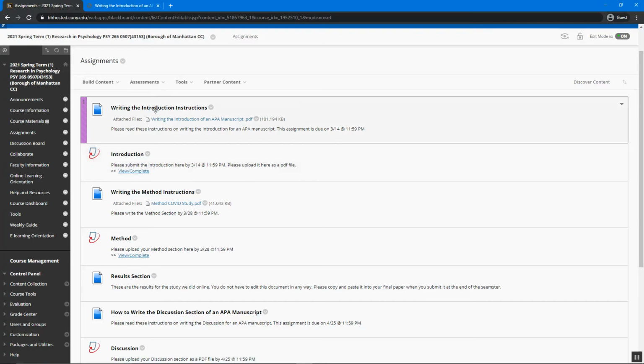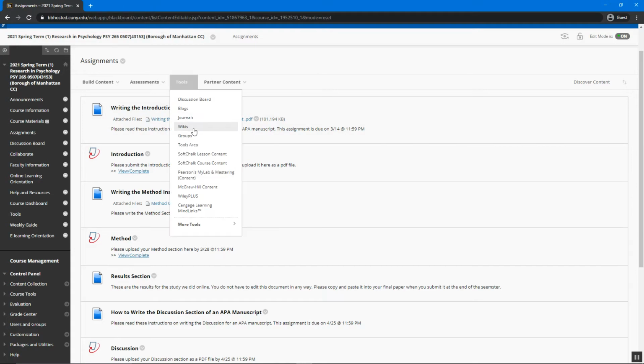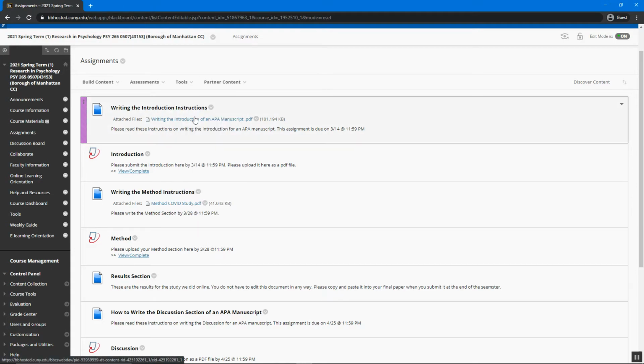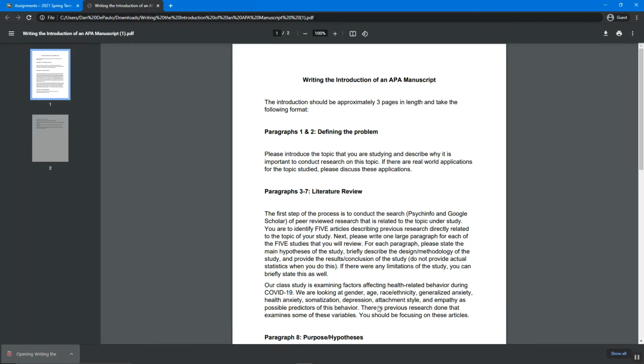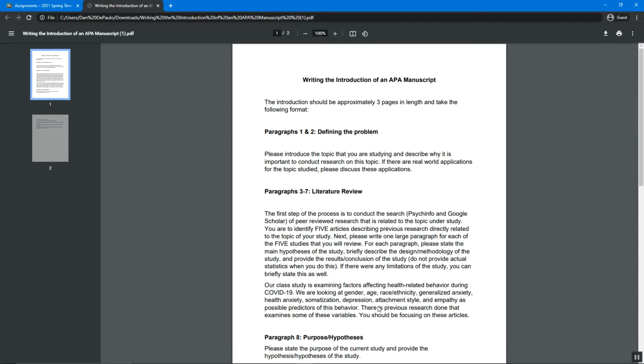What we're going to do first is go through the writing the introduction instructions, and I'll walk you through that and show you what you need to do. So click on that. The first thing is we're going to be writing the introduction of an APA manuscript.